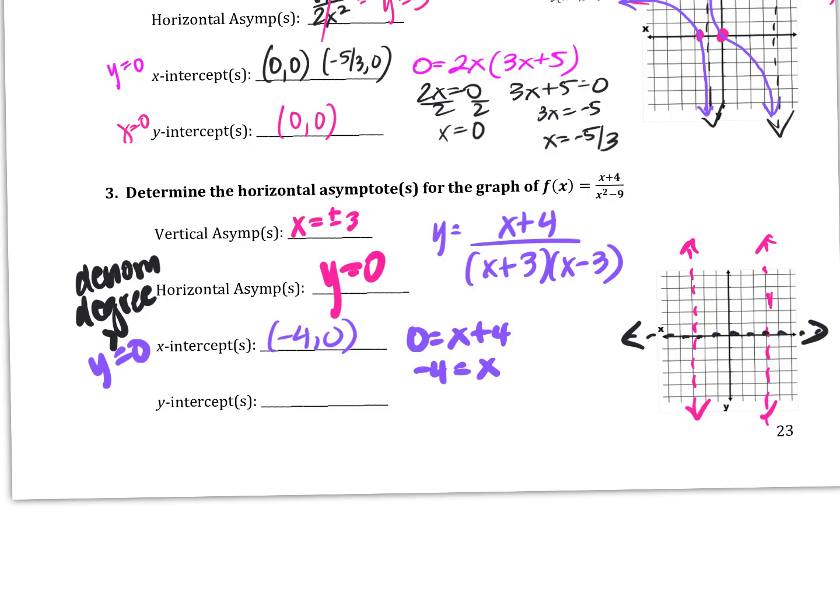1, 2, 3, 4. Is that on my horizontal asymptote? It sure is. Am I allowed to cross a horizontal asymptote? I sure am. 1, 2, 3, 4. So that's okay. I can cross a horizontal asymptote.